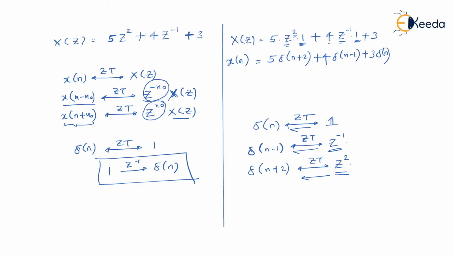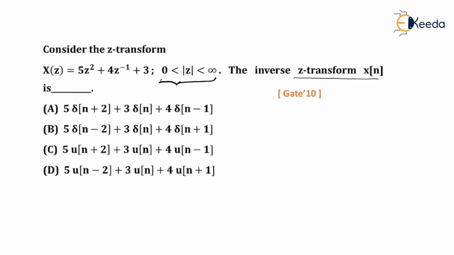I hope now you have understood what we had over here is z square, then z square will be del of n plus 2, as inverse z. Z inverse will be del of n minus 1, and only 3 means if nothing is there, then there is 1, and 1 has inverse z as del of n. So in a way, x of n is equal to 5 times del of n plus 2 plus 4 times del of n minus 1 plus 3 times del of n. So here option A is the correct option.